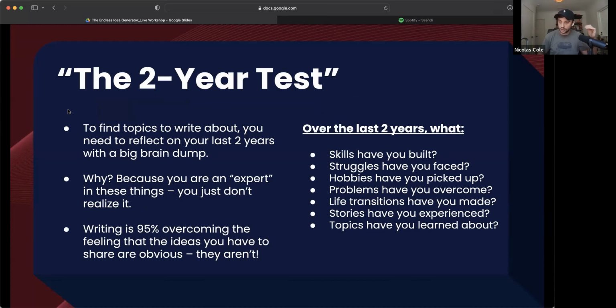The whole key is using what we call the 2-year test. And the 2-year test basically says, who were you 2 years ago? Could be 2 weeks ago, 2 months ago, even 2 days ago, but 2 years ago is a good way of thinking about it. Who were you 2 years ago?